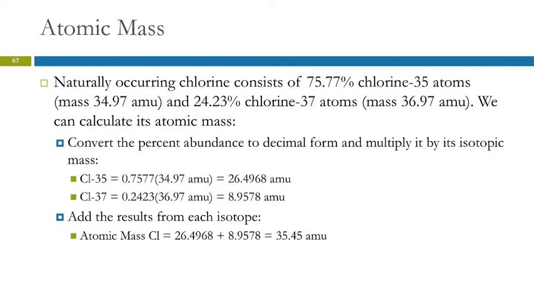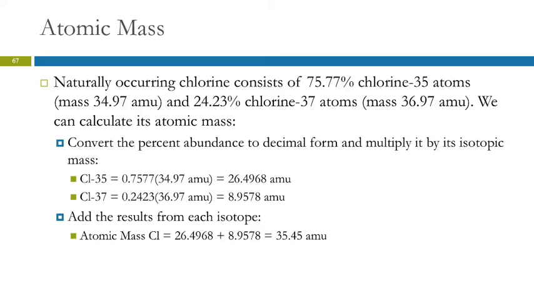So looking at chlorine. So naturally occurring chlorine, 75.77% of it is chlorine 35 atoms, and 24.23% is chlorine 37. And here are the observed masses. Chlorine 37 has a mass of 36.97 atomic mass units.